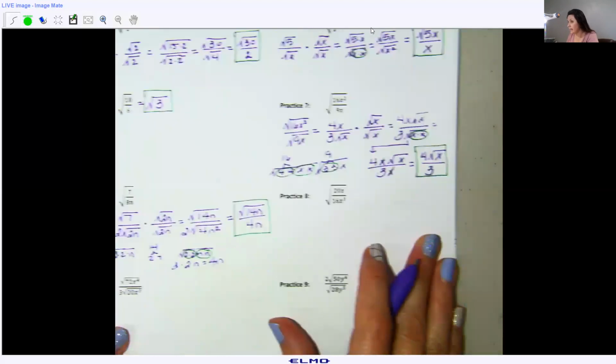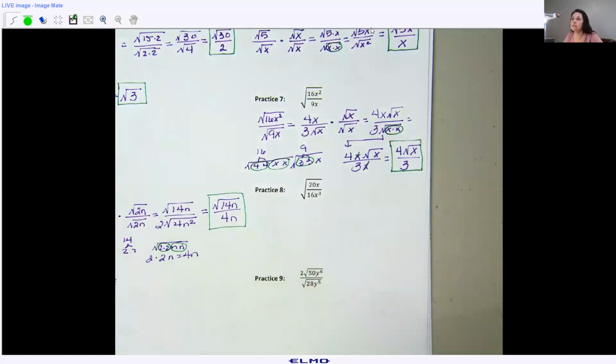Okay, let's look at practice 8. Practice 8 is similar to a combination of what we've just done if you want to try it on your own. I am actually going to simplify the whole thing out before I start factoring or trying to rationalize the denominator. So I'm going to simplify 20 over 16, and then I'm going to simplify my x over x cubed.